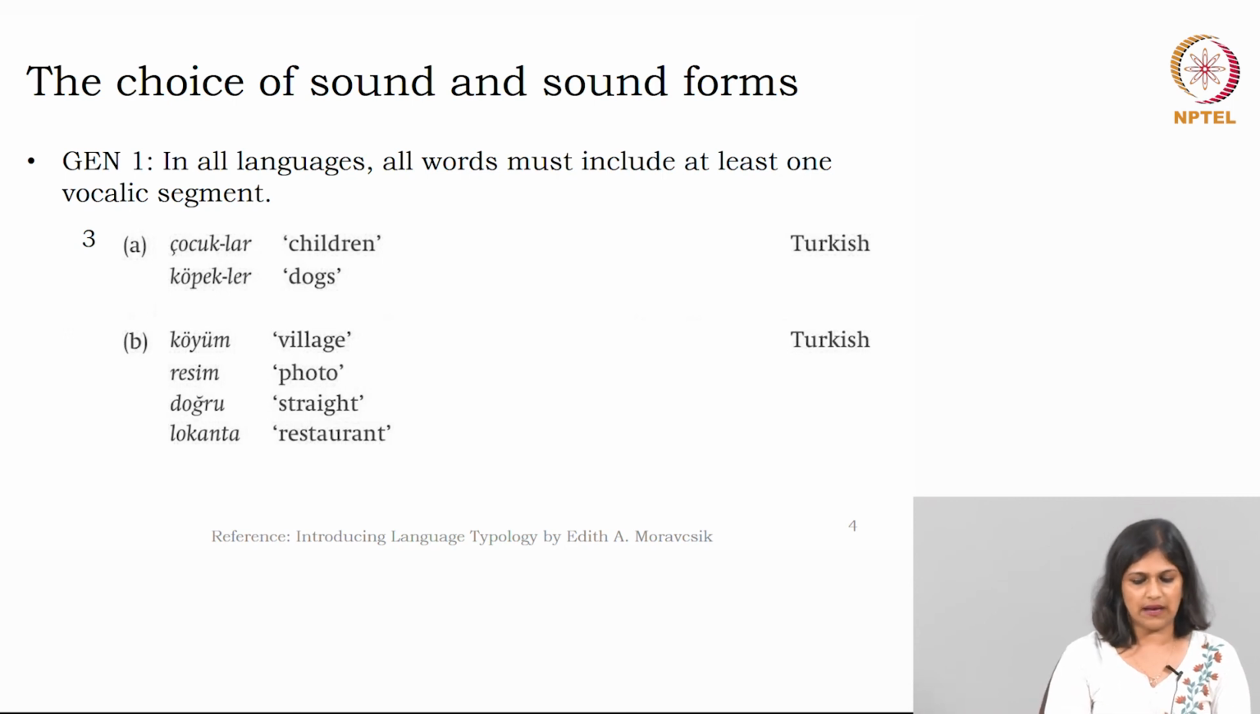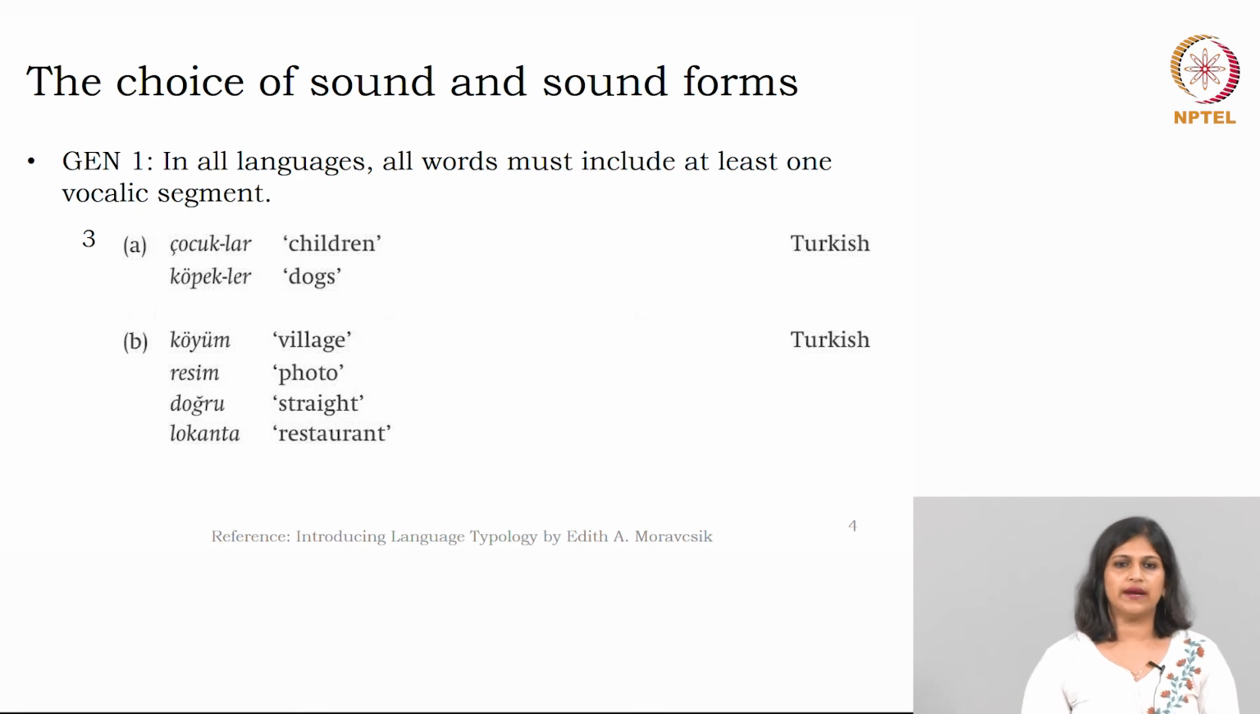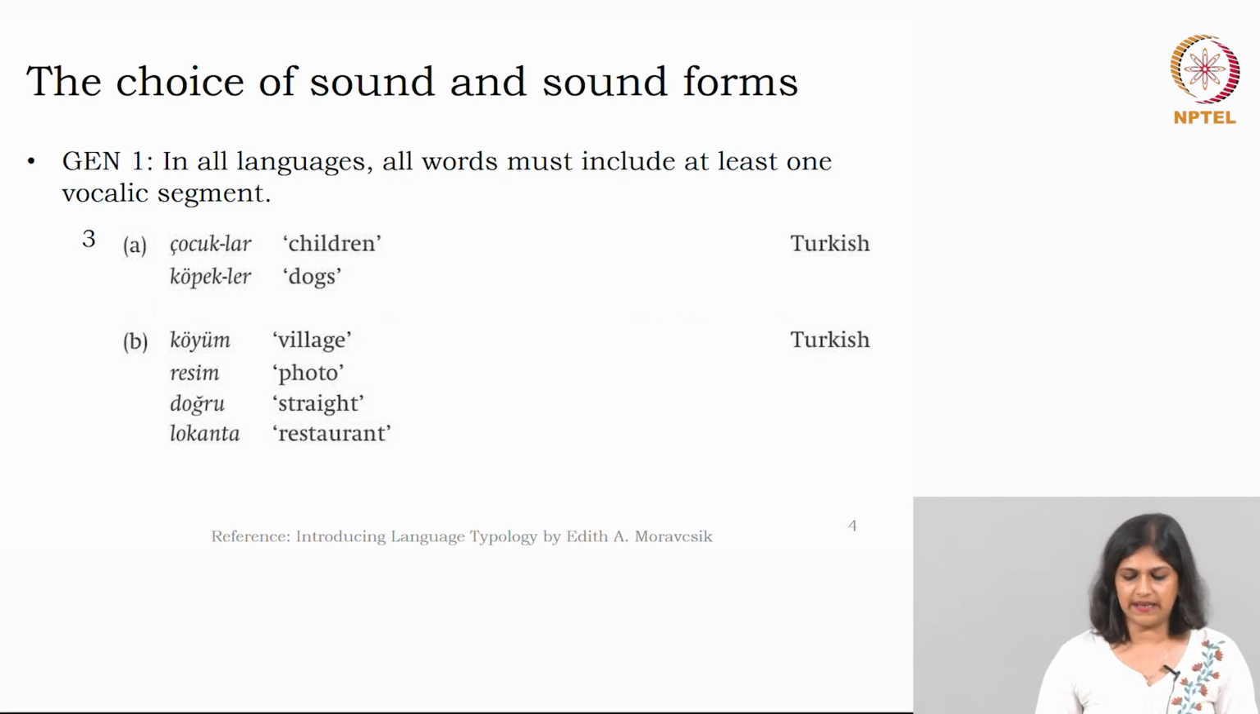Something similar is also happening here. The Turkish counterpart for children, look at data number 3A. In each unit there would be a sibilant, or a vocalic segment, or a vowel. So, cocuk and then lar, and then kopekler, so the O sound, the E sound, that is for dogs, village, photo, straight and restaurant. All of them, if you look at the data carefully, you would surely find the vocalic segments in each of the data.